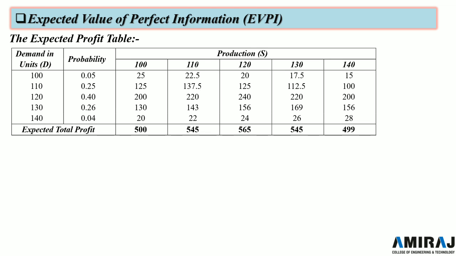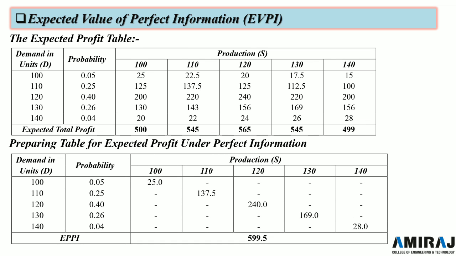So for expected profit under perfect information, we have the information that the demand is equal to production, so this will be fixed. So the table will look like this, that we will be producing this amount of units only, you can see, because we are having the perfect information. So expected profit under perfect information will be the sum of these values, because we didn't need the probability. We have the perfect information that there will be 100 demand, or 110, or 120, 130 or 140, whatever the demand, we will know the production rate.